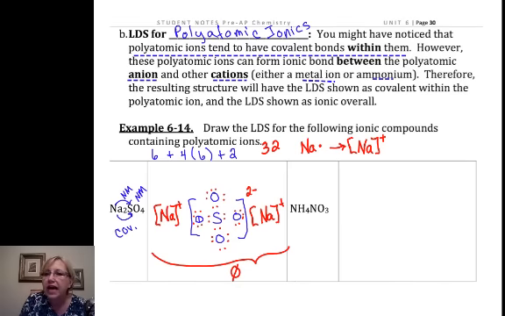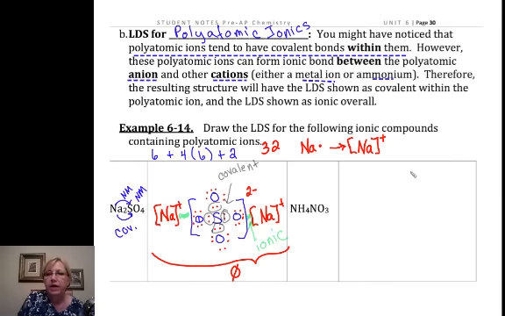Now, let's look at our designations here. Here to here is an ionic bond. Here to here is an ionic bond. So those are both ionic. But these bonds here, there, and there, those are all covalent. So within, it's covalent, but between, it's ionic. So you see both represented there.